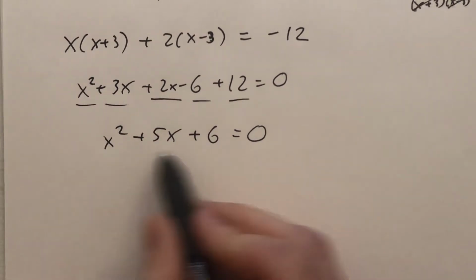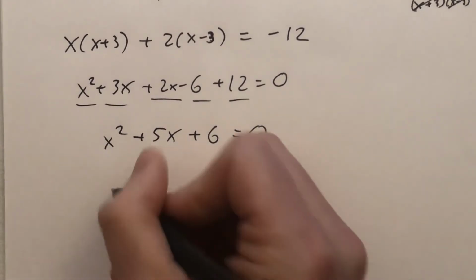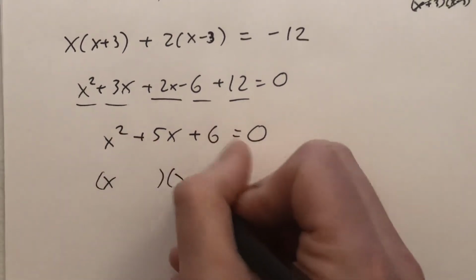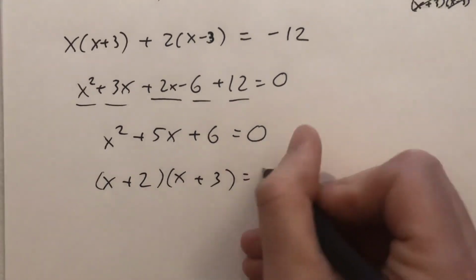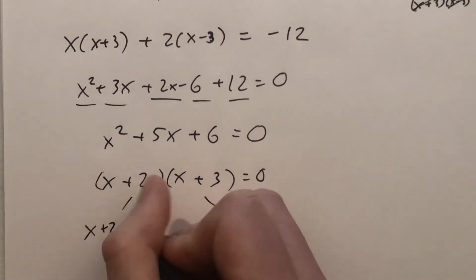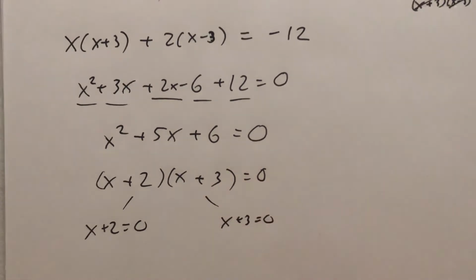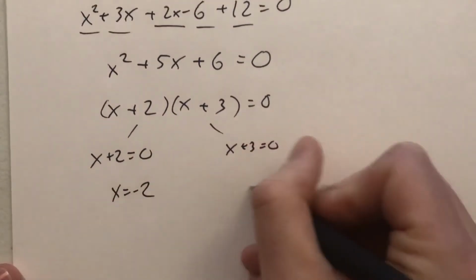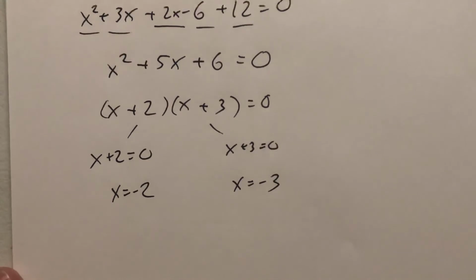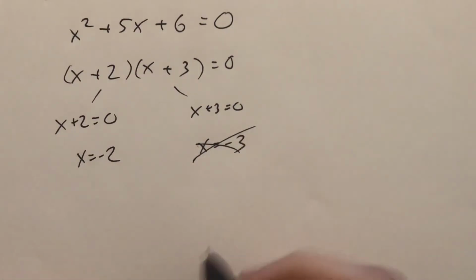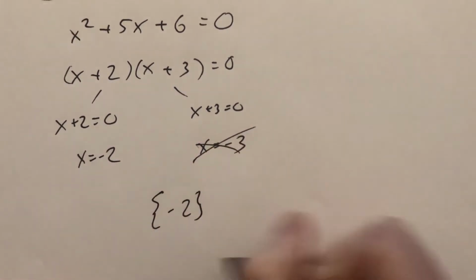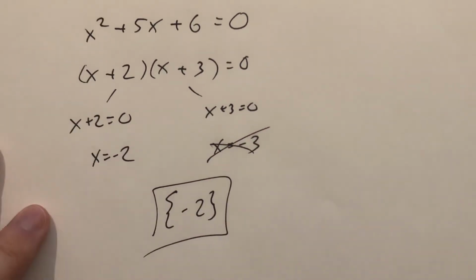Now, this is a factoring of an easy case, right? GCF is 1, easy case. So we break that down. Numbers will multiply to 6 and add to 5, 2 and 3. So we've got two possible solutions of negative 2 and negative 3. However, looking back up at our domain issues, -3 is not allowed to be a solution, so we get rid of him, and our only remaining solution is the value of -2.